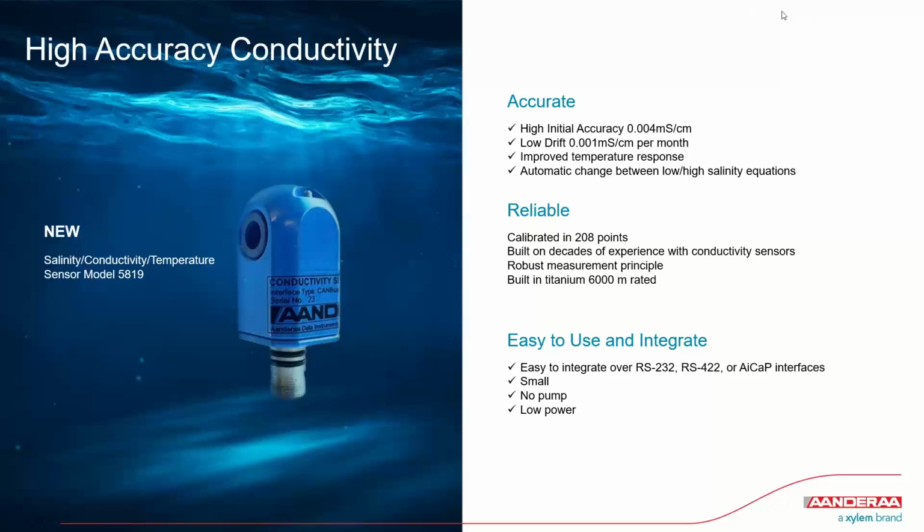Different equations are used when you calculate salinity at low salinities compared to when you are at higher salinities. Typically, the limit is around 10 PSU. This sensor automatically changes between low and high. That was also the case for the 4319. With the new one, we have calibration in more points, 208 points, and it's 6,000 meter rated.